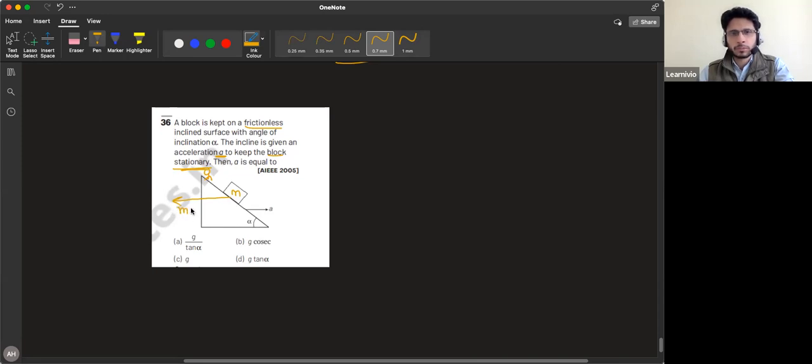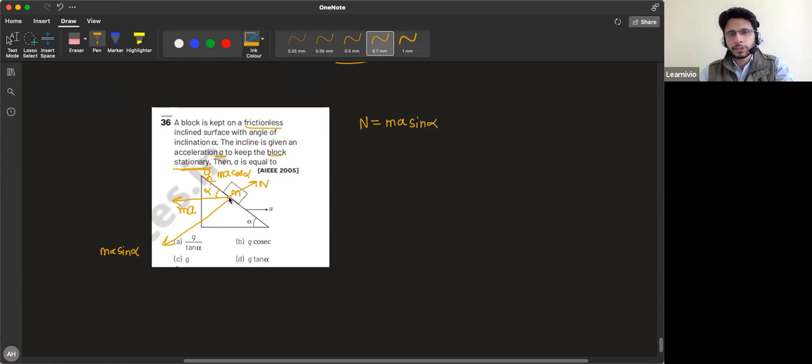Puneet? Yes, sir. Mass into acceleration. Next, what you can do is, if this is alpha, then this corresponding angle is also alpha. You can take components. You can take one component upwards, which is ma cos alpha, and another component here, which is ma sin alpha. And this is the normal reaction. So normal reaction N will be ma sin alpha.